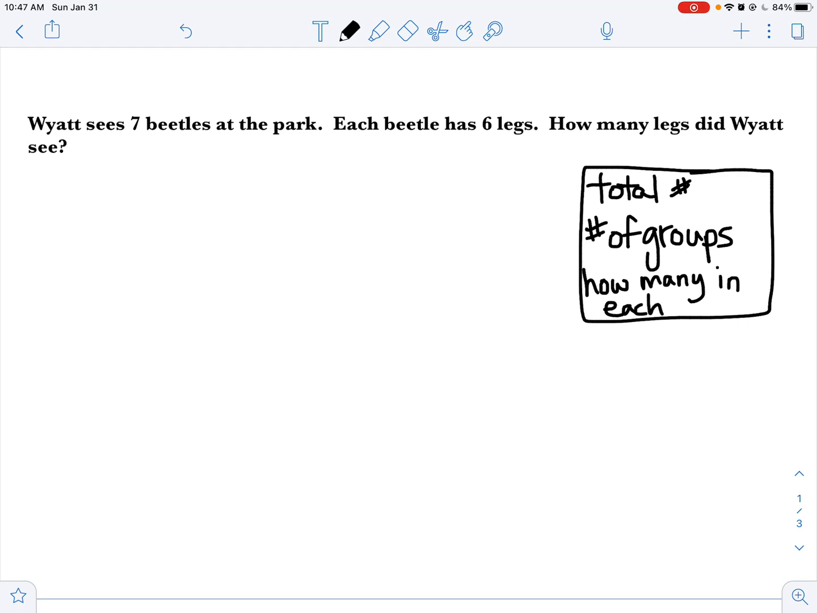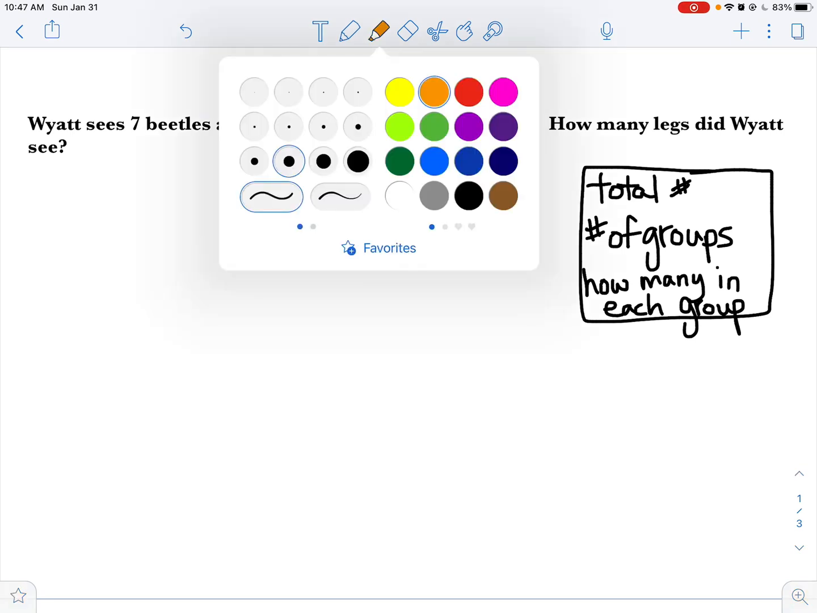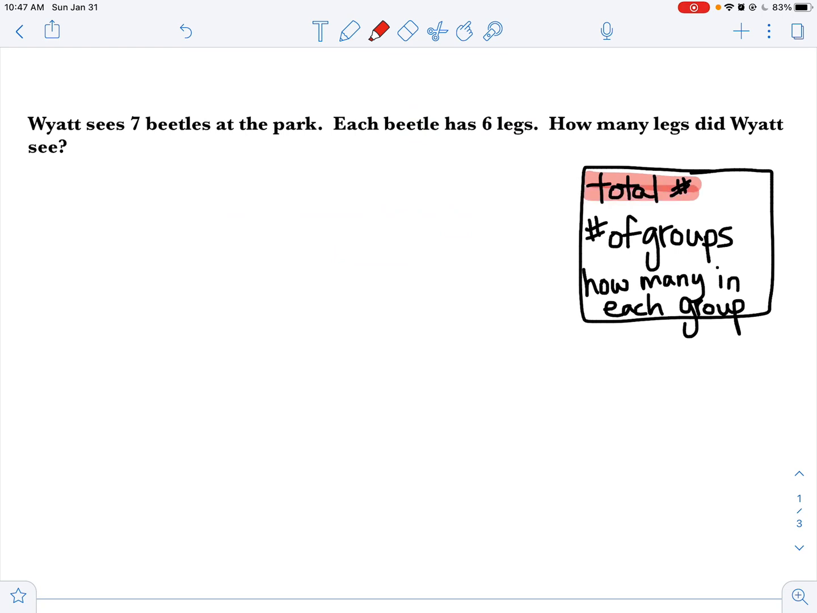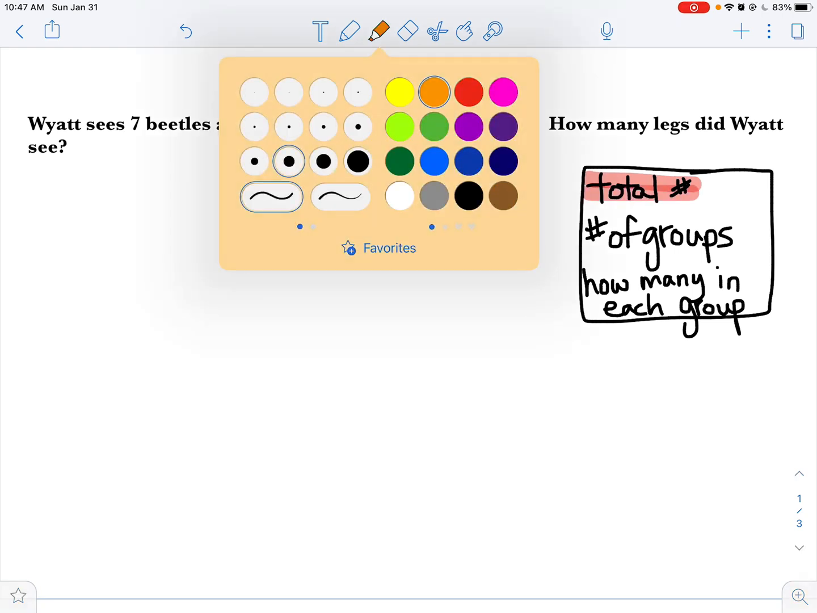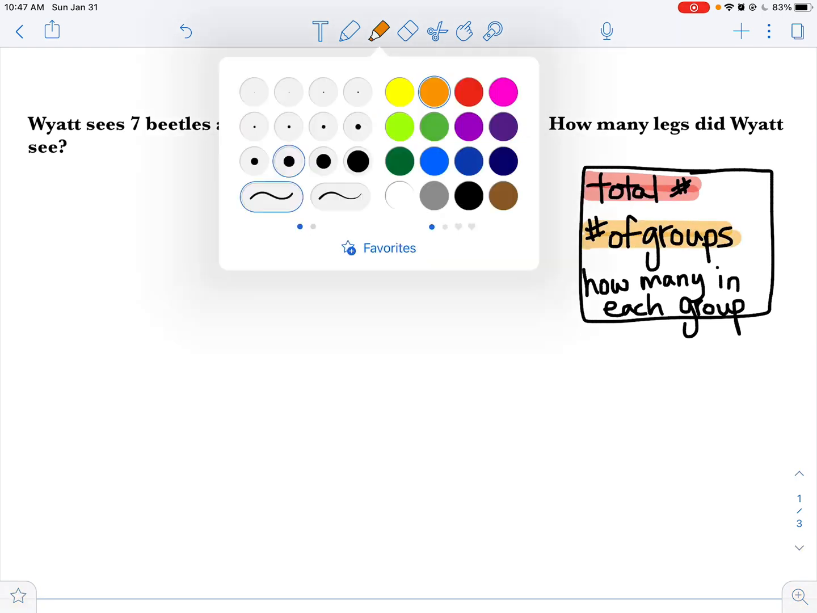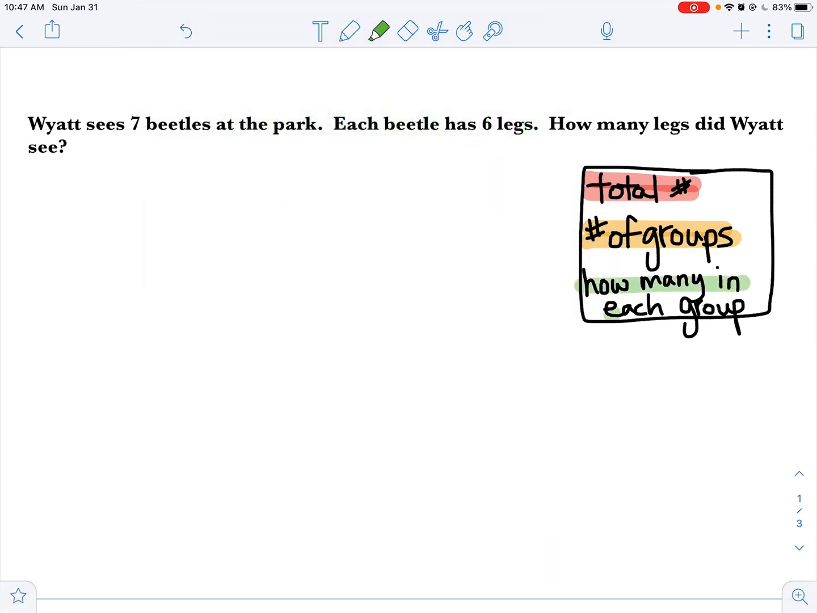I'm trying to figure out in this word problem, what parts do I already know and what part do I not know? So let's represent our total is going to be red. If we know the total, it's going to be red. If we know the number of groups, that's going to be orange. And then if we know how many in each group, that's going to be green. So I'm going to color code this. Wyatt sees 7 beetles at the park. Each beetle has 6 legs. How many legs did Wyatt see?